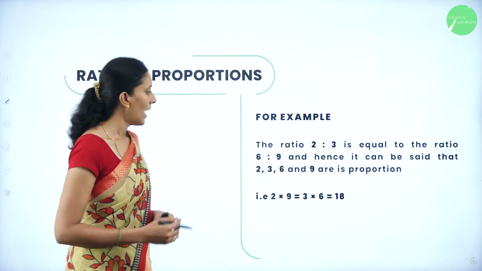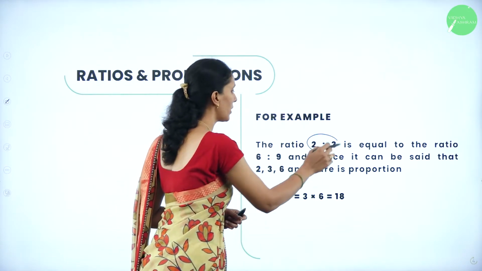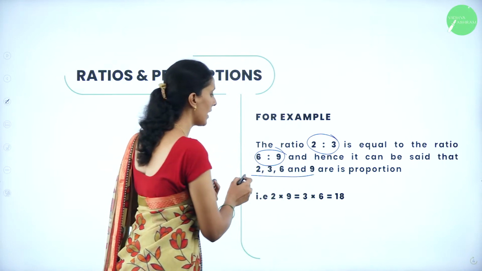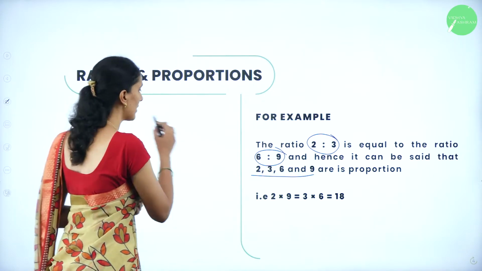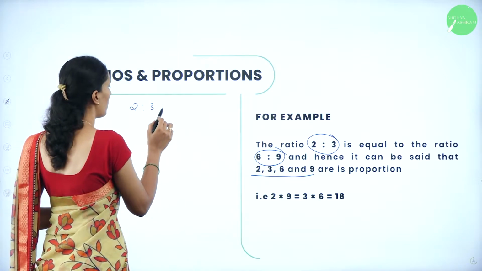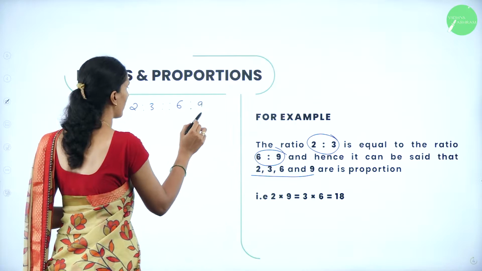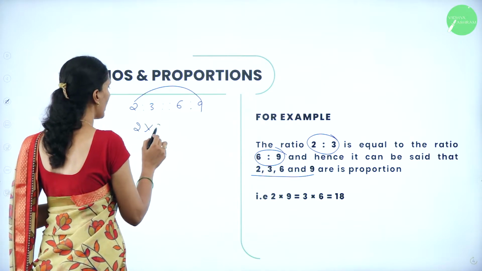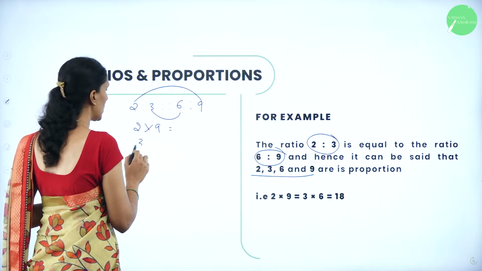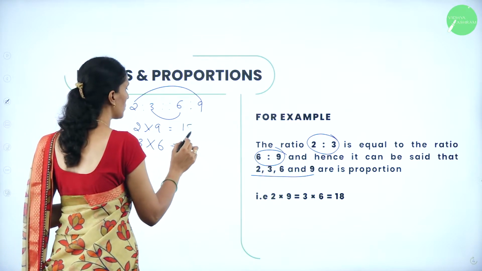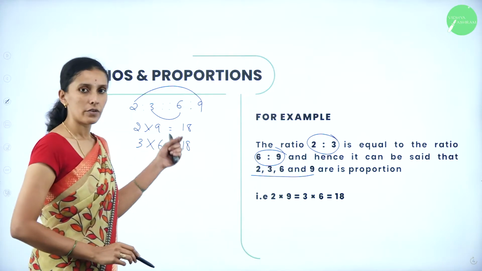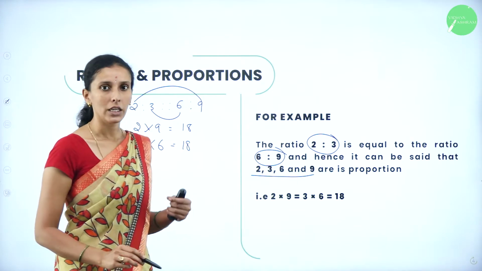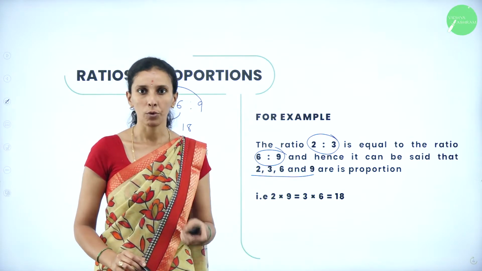For example, I have taken the ratio 2 is to 3 and 6 is to 9 here. So to say that 2, 3, 6 and 9 are in proportion, let us write 2 is to 3 proportional to 6 is to 9. So the product of the extremes, that is 2 into 9, and the product of means, that is 3 into 6, must be equal to 18. So if the product of means and product of extremes are equal, we say the given ratios are in proportion.